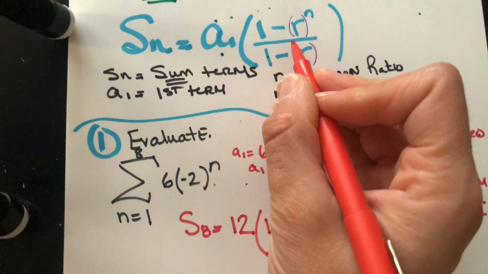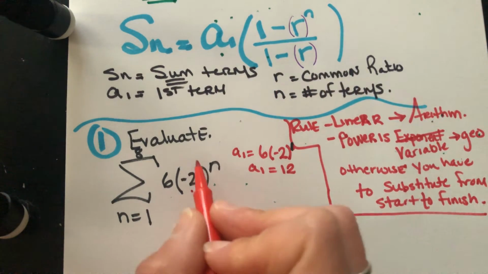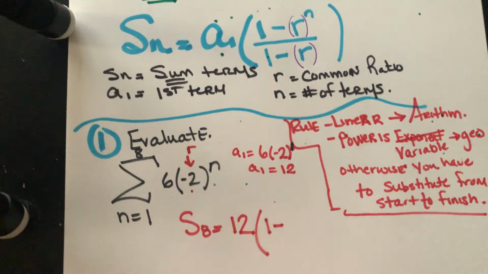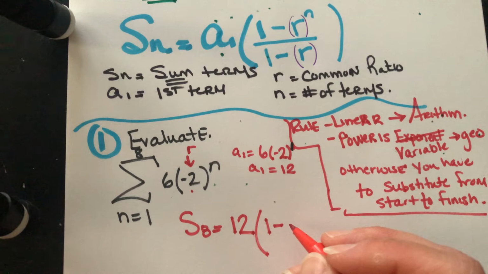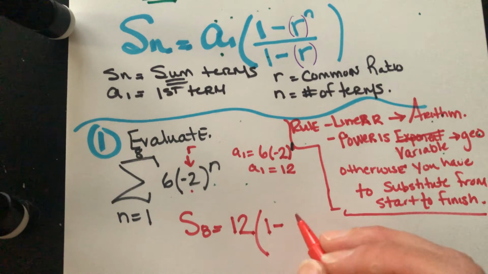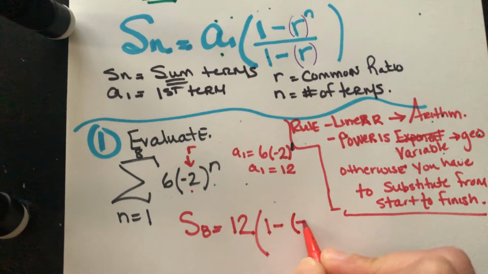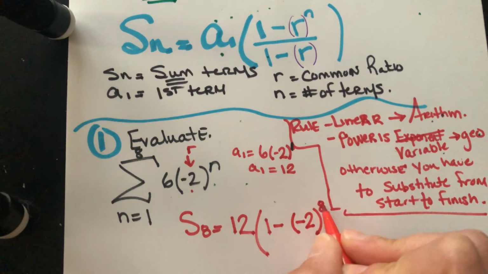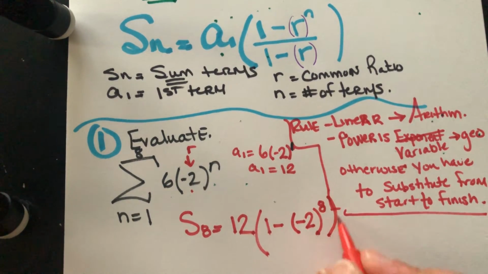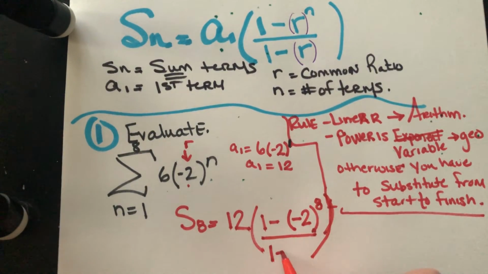1 minus r. R is your common ratio. This is your r. That is your common ratio. So your common ratio is negative 2. Like I said, I would recommend using parentheses. Then we're going to raise it to 8, the number of terms we want. And then we're going to put it over 1 minus the common ratio.